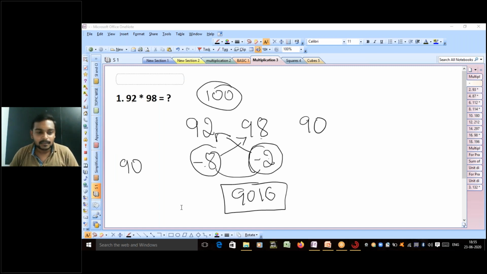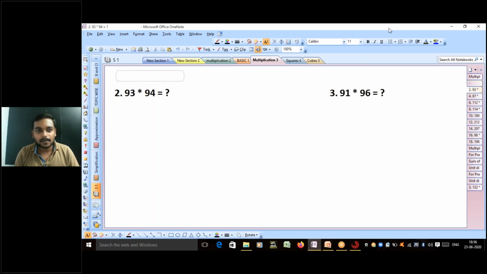The given numbers are nearer to which base? Either it is 100, 150, 200, 250, 350, like that. Observation is very important. Okay, I'll explain one more question.